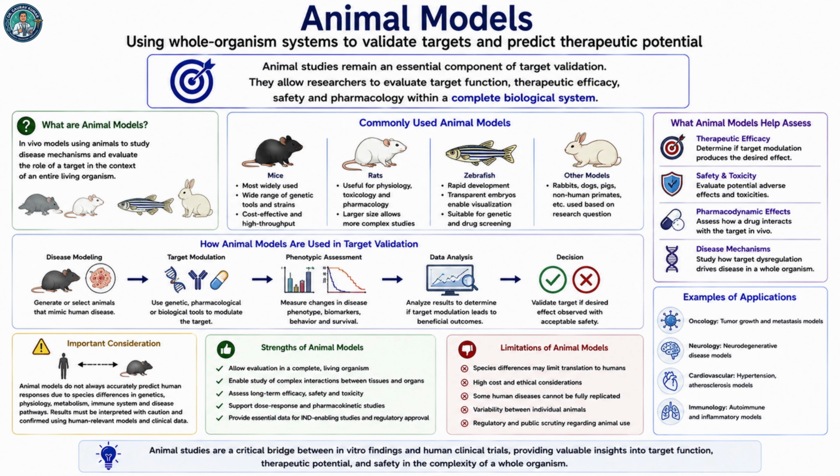Animal studies remain an essential component of target validation. Researchers use mice, rats, zebra fish, and other organisms to evaluate target function within a complete biological system. Animal models help assess therapeutic efficacy, safety, toxicity, and pharmacodynamic effects. However, it is important to remember that animal models do not always accurately predict human responses.